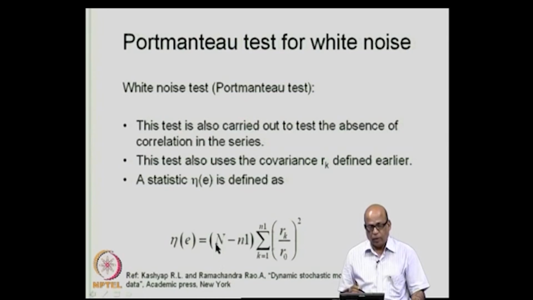N is the number of values, n 1 is your maximum lag and RK is corresponding to the covariance of order k, and then R naught is the covariance of order 0. So, k is equal to 1 to n 1. So, you know how to calculate the statistic value.